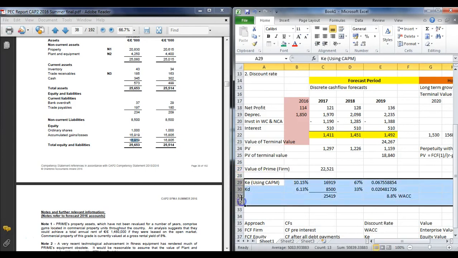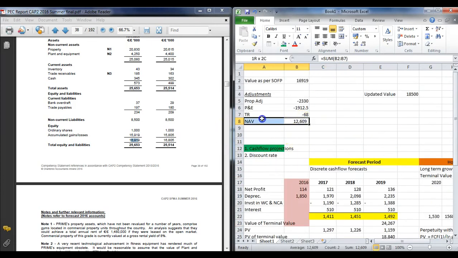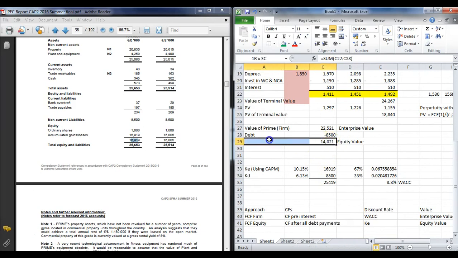So let's move these down. Remember again, we use the free cash flow to the firm, therefore that's what's called the enterprise value. To get to the equity value, we take off debt. And the debt in this case is 8.5 million. So we're saying the equity value here, based on the free cash flow method, is around 14 million. Again, you may get variations on assumptions used. So that is essentially the second core requirement: the value in an asset approach is about 12.6, and the value in a free cash flow approach is 14 million.